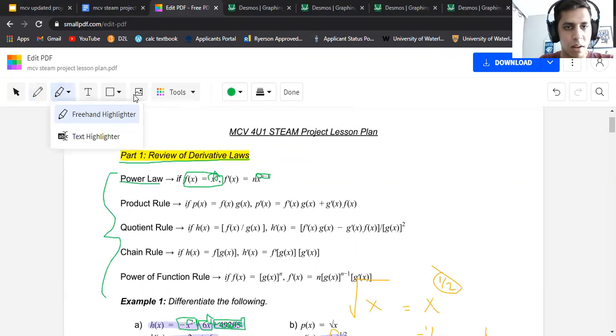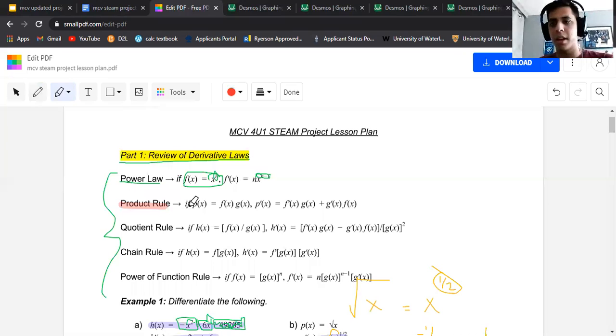Okay, cool. Let's switch to red. Awesome. So product rule. We have product rule right here. And product rule is generally used when we have a bigger function, p of x, that is comprised of two smaller functions being multiplied together.